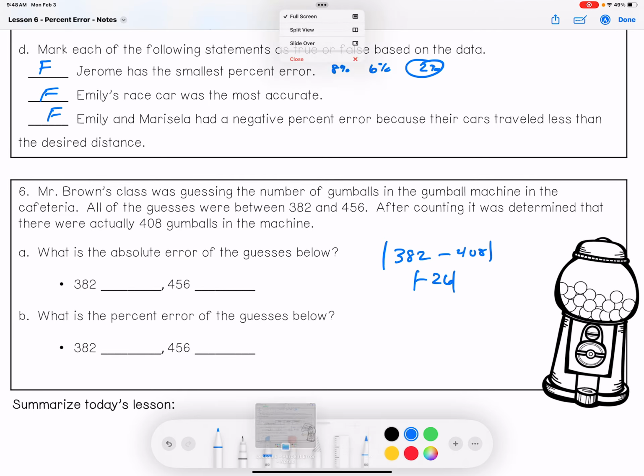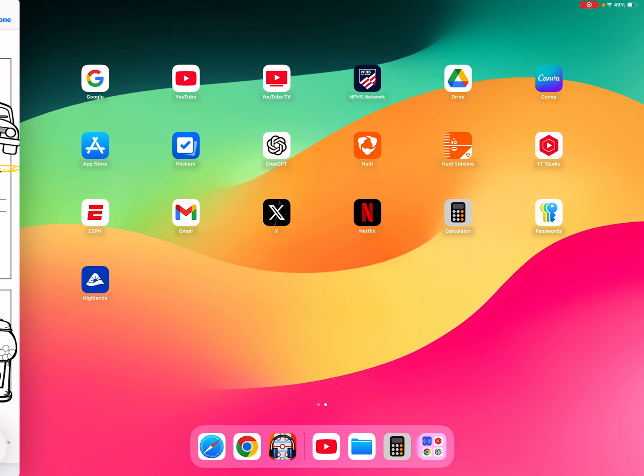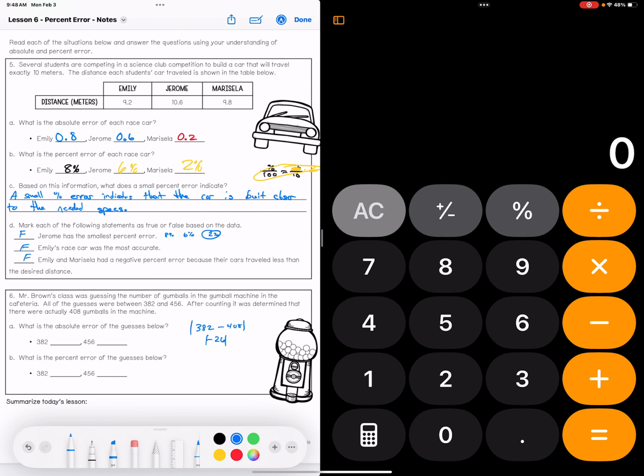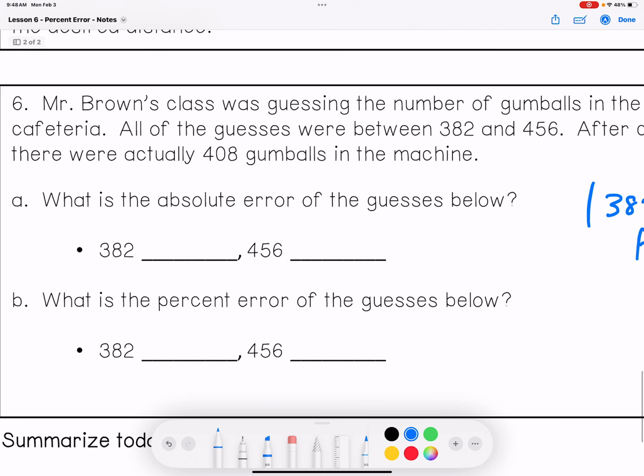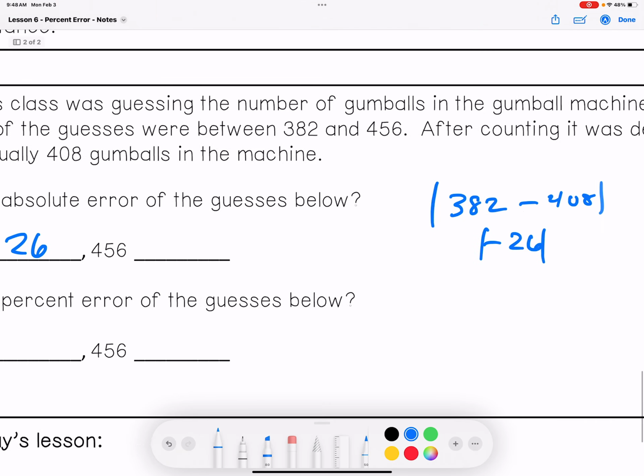So I'll show you. 382 minus 408 is negative 26. But what is the absolute value of that? What is the positive version of that? It is 26. You're going to do the same thing for 456, and you're going to end up with positive 48, which is already positive, so we're good. So the answer is 48.